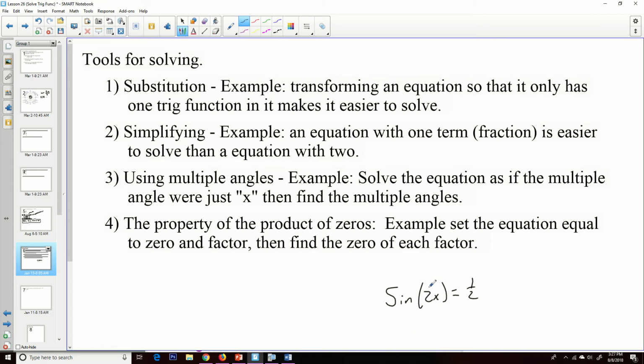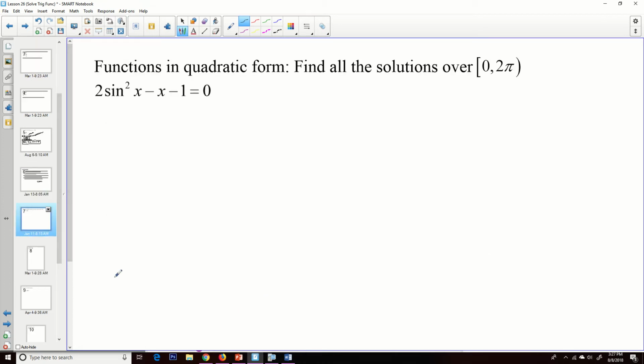You would solve it as if it were just sine of y equals 1/2, and then we deal with that 2x once we're done with that. And then the property of product of zeros. So if you can factor an equation set equal to 0, then all you have to do is find the 0 of each factor. So let's take a look at some examples here from the practice work.